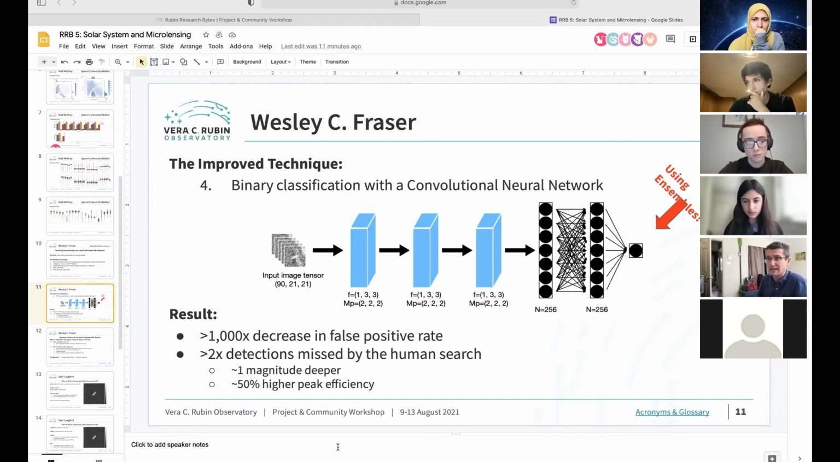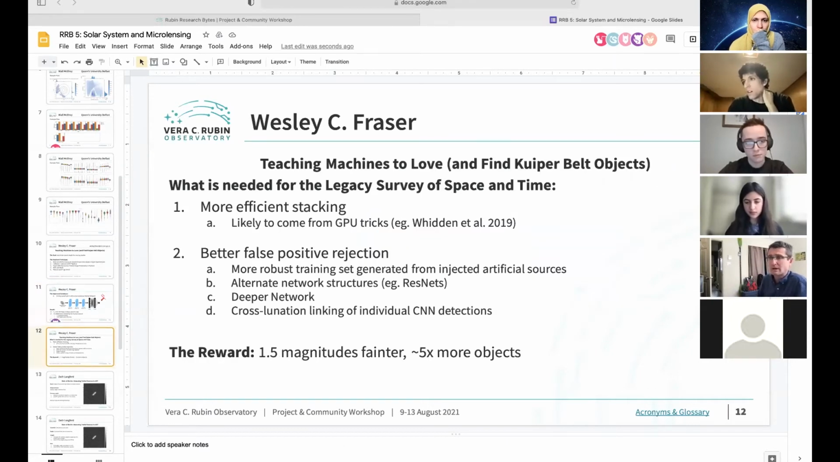And the result of that is basically double the number of detections, higher detection efficiency, and a magnitude fainter than what we were able to achieve in the same data with the human search. Next slide, please. And so now we're starting to think about this in terms of LSST scale, where the data I've been using come from SuprimeCam on the HSC.